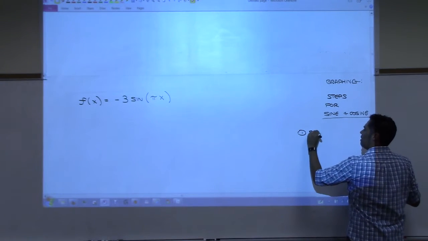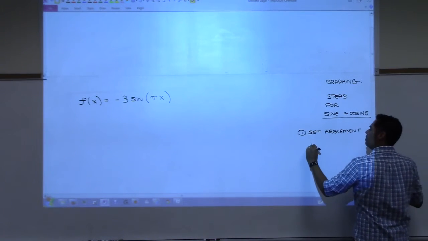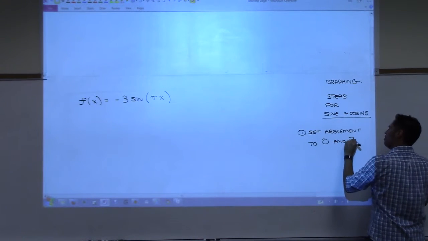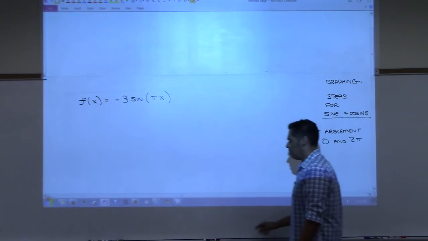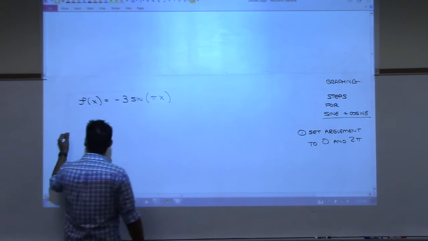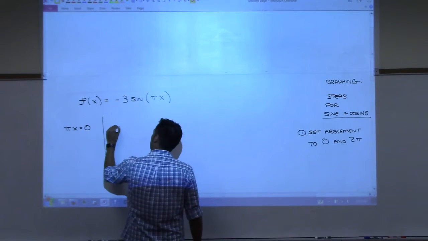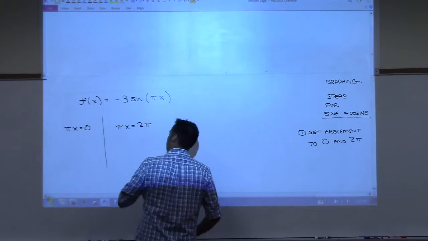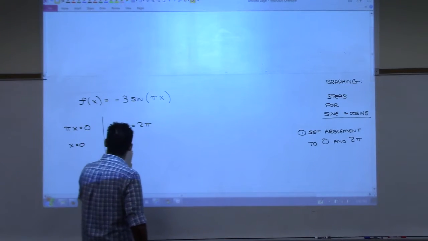Okay. We're going to set the argument to 0 and 2 pi, because those are the most interesting points on the sine curve, and cosine also. So I'm going to take my argument right now, I'm going to set it equal to 0, and I'm going to take my argument and set it equal to 2 pi. Here we go. Pi x equals 0. Other equation, pi x equals 2 pi. And from here, what's the solution to the first one? 0. And the other one? 2.